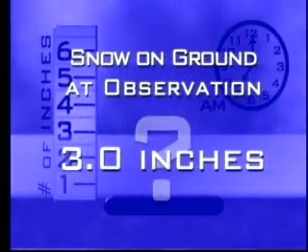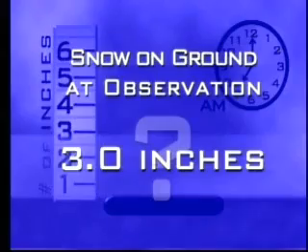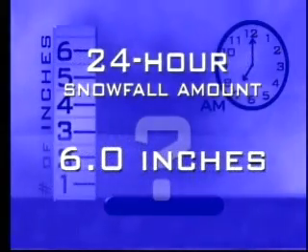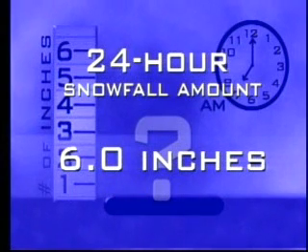What should you report for your daily snowfall and your depth of snow on the ground readings when you measure at 7 a.m. the next morning? At your observation time, the snow depth is clearly 3 inches, so that is what you must report for snow on ground at observation. But you should report 6 inches for your 24-hour snowfall amount, since that was the accumulation before melting and settling.